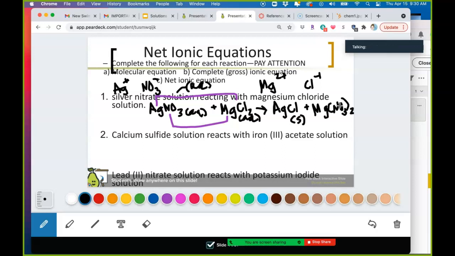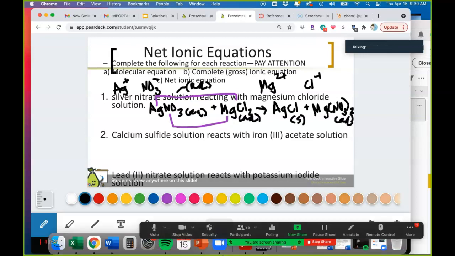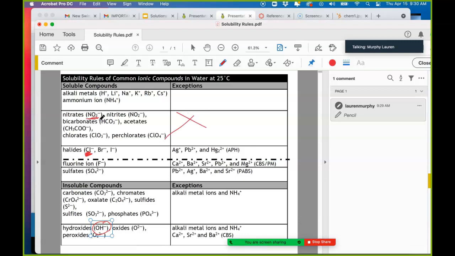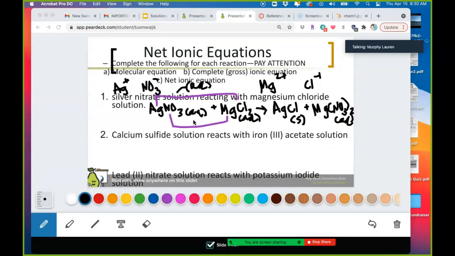Okay? Nitrates as products are always soluble, every single time. So the second you see a nitrate on the product side, you just write aqueous. If you look on your solubility rules, nitrates are soluble and there's no exceptions. Always soluble 100% of the time. So I would like to give you a moment to balance and then do the net ionic, please. Try to do this one on your own.